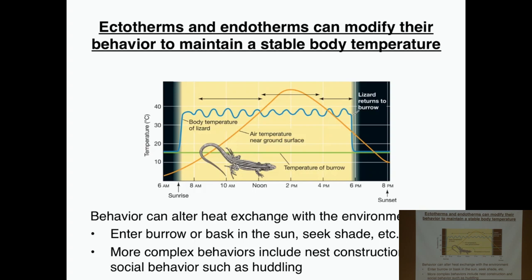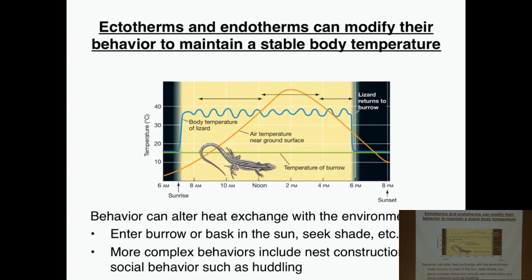So here what we have is an example. Behavior overall can alter heat exchange with the environment. So an animal could enter a burrow in order to stay warmer, to maintain heat, or bask in the sun in order to take in heat, or it could seek shade if it's getting overheated and needs to cool off. You could also have more complex behaviors like nest construction and social behaviors such as huddling, which can help to maintain heat as well. So let's look at this example here where we have a lizard.